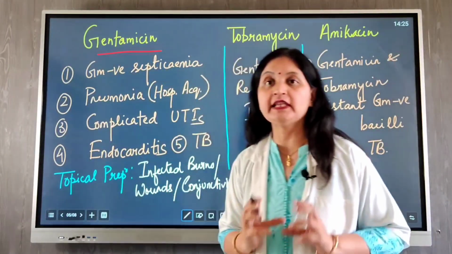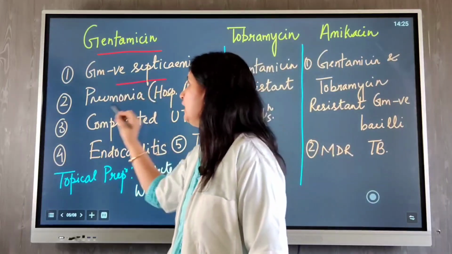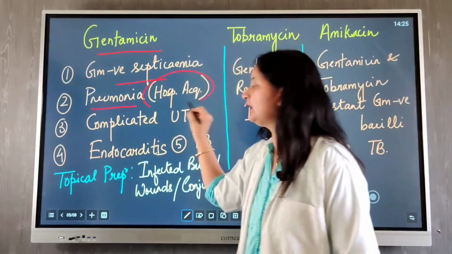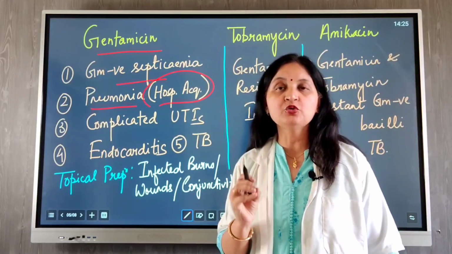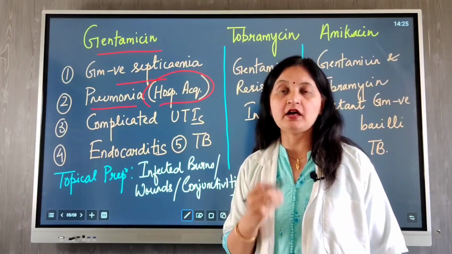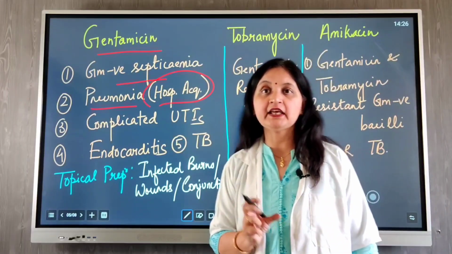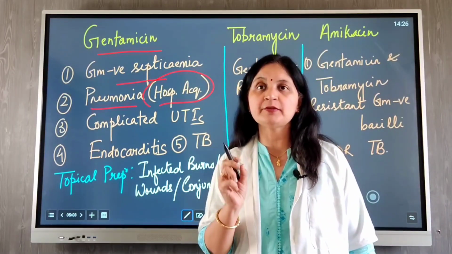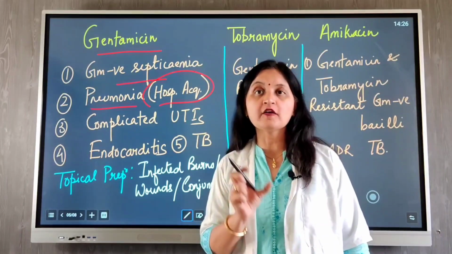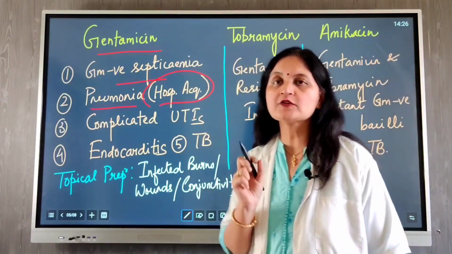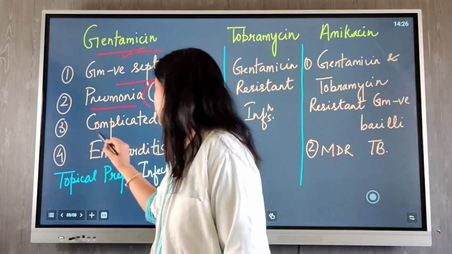It is used for treating serious gram-negative infections such as septicemia, pneumonia, particularly hospital-acquired pneumonia which is caused by resistant organisms such as Pseudomonas, Proteus, Klebsiella, the causative organisms. It is not effective for treating community-acquired pneumonia where Streptococcus or Pneumococcus is the causative organism. So, hospital-acquired pneumonia, nosocomial pneumonia can be treated by gentamicin.